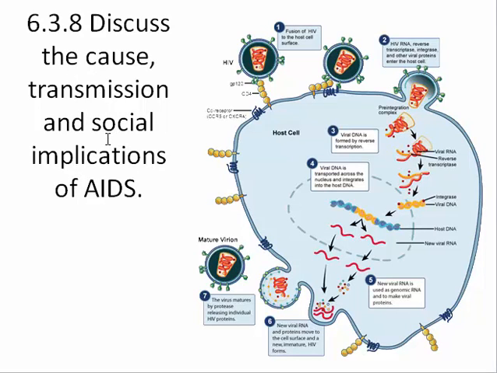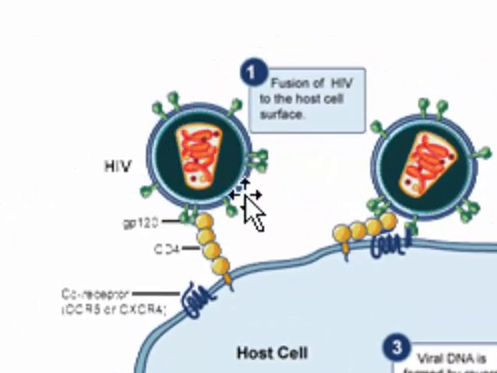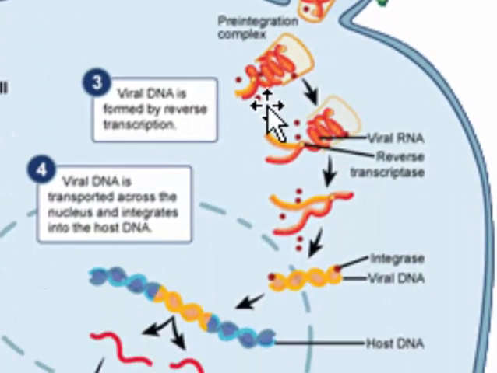So the next assessment statement says, discuss the cause, transmission, and social implications of AIDS. So AIDS is caused by HIV, and you can see in this image, first the HIV virus binds to a T helper cell, the host cell. It fuses to it. The RNA, which is inside, gets introduced into the T helper cell. It takes the RNA and makes its own DNA, using an enzyme called reverse transcriptase, as you can see here. It's taking the RNA and making the DNA in the reverse direction from the central dogma.